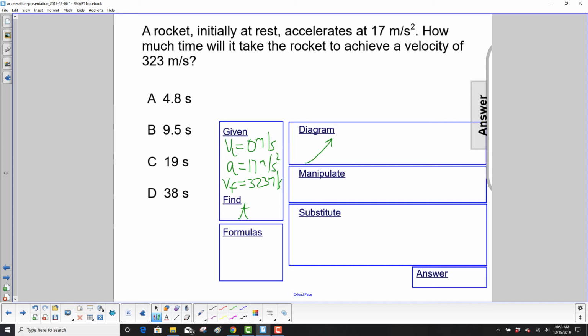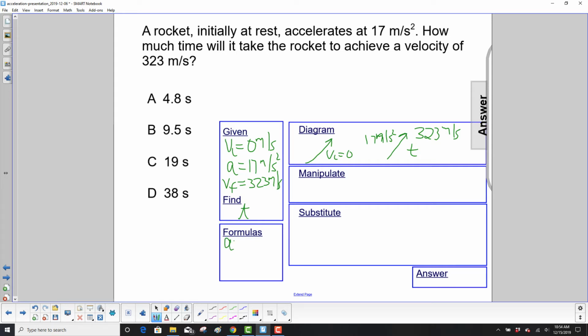So we have a rocket here. Not even going to try and draw a rocket. It's initially at rest, and at a later time, after accelerating at 17 meters per second squared, and this will be time, which is what we want to find, it is moving at 323 meters per second. So we have a couple of equations to work with here.